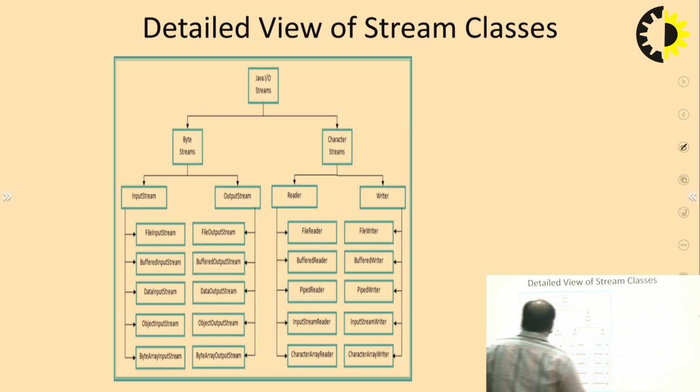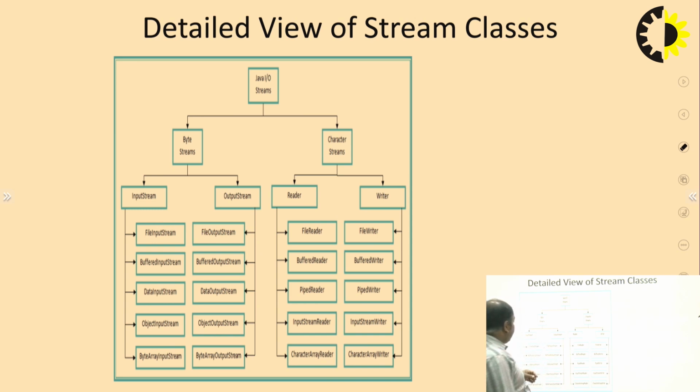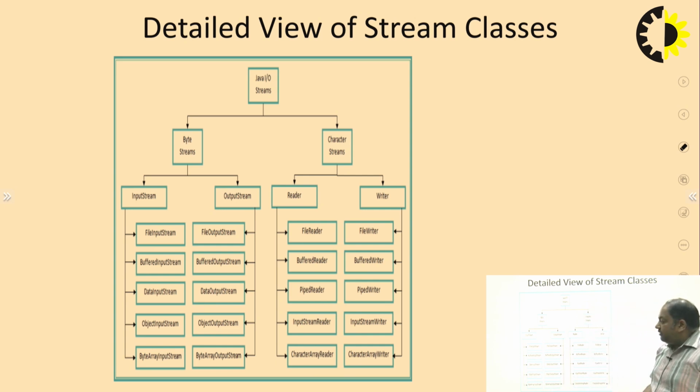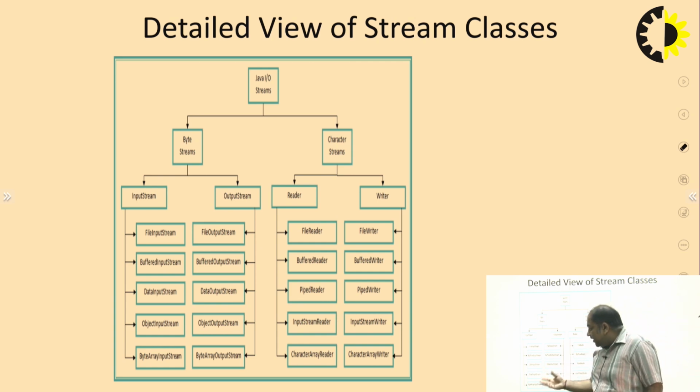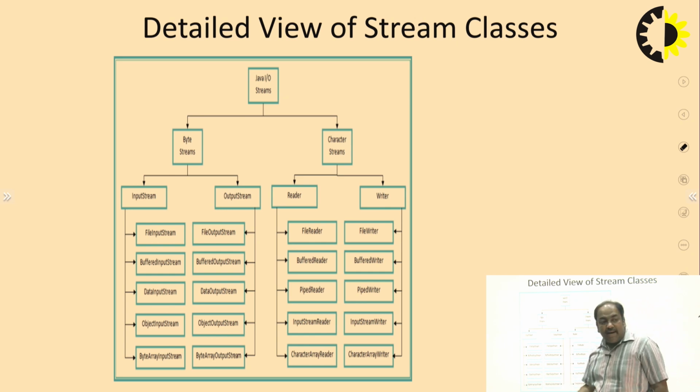First I will discuss byte stream. In byte stream, as shown earlier, there are two types of stream, input stream and output stream. The input stream has different classes: file input stream, buffered input stream, data input stream, object input stream, and byte array input stream. We can input into a file using any of these classes, and if we want to do input processing using an array, we use byte array.